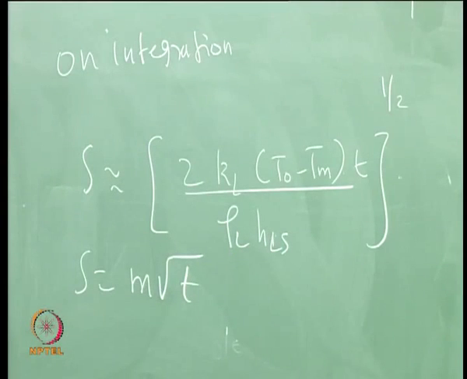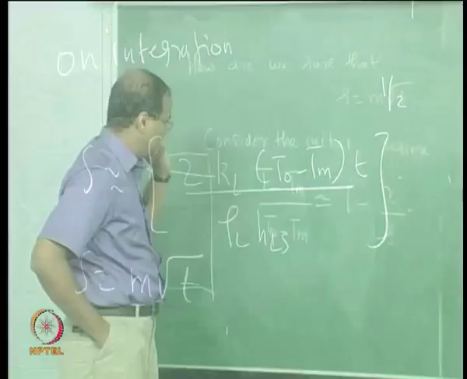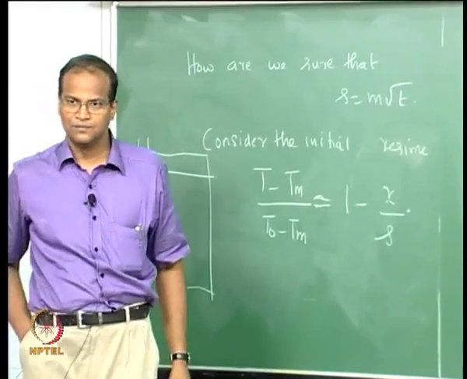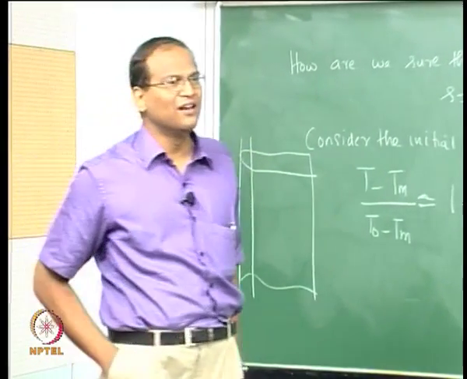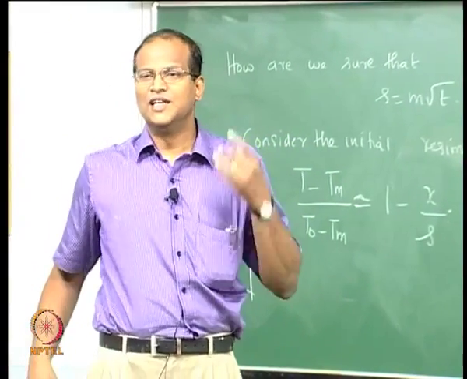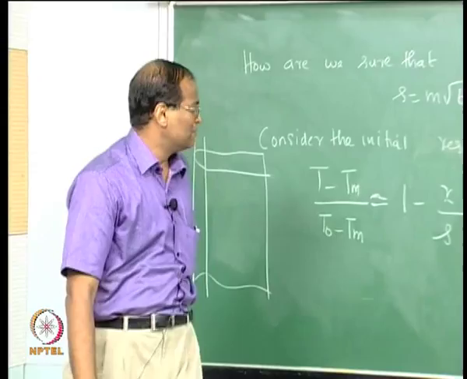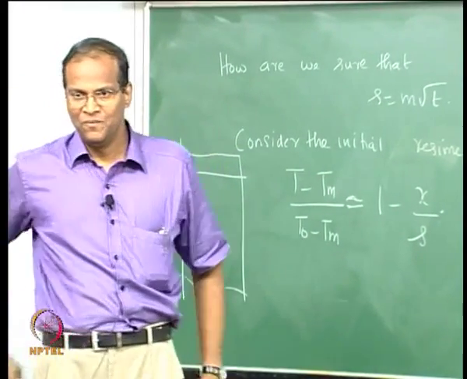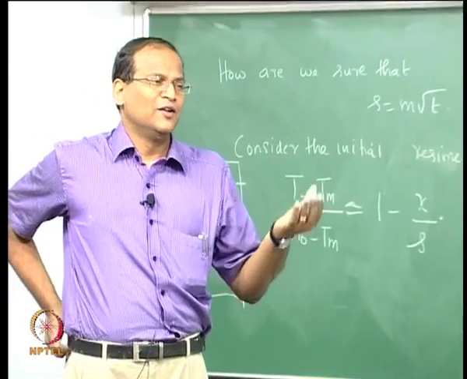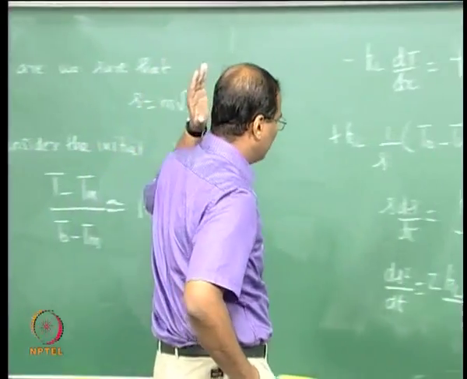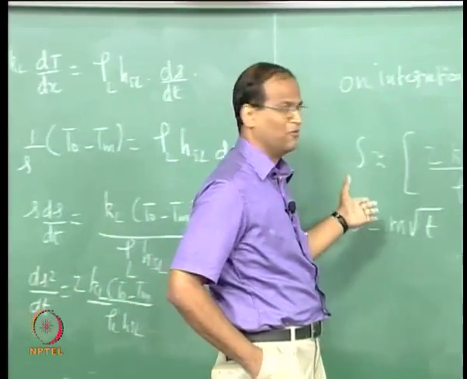So, in the initial portion of the regime, when you are saying that the temperature profile is approximately linear, this is called the scaling analysis. You are approximately getting a scale for this. Instead of boundary layer thickness, we call it the melt thickness. So, you have to get S equal to m of root T from scaling analysis. Now it is fundamentally correct, S equal to m of root T.